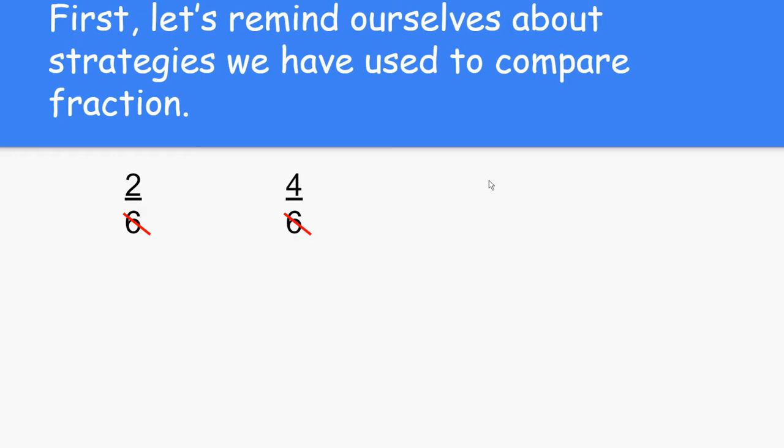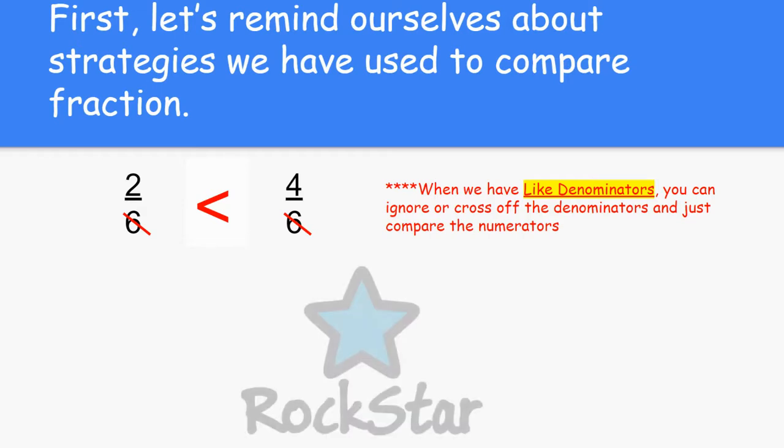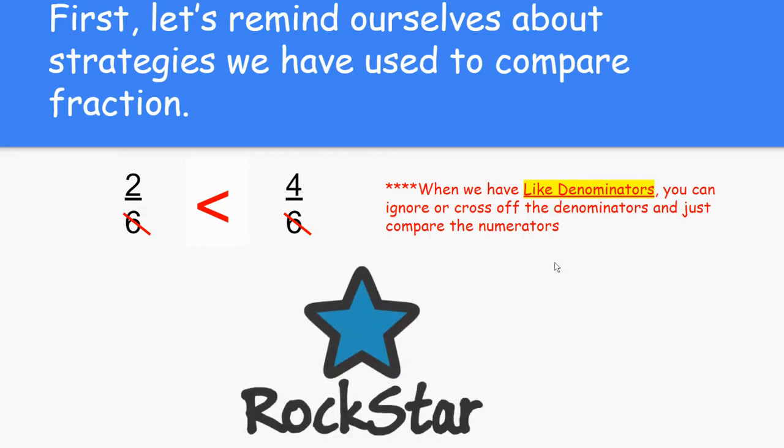Okay, yeah, one strategy was we could just cross off those denominators. If the denominators are the same, we don't even have to compare them because we know that our shape is going to be exactly broken up the same way. So now I could just compare the two numerators. And we know that 2 is certainly smaller or less than 4. So 2/6 would be less than 4/6. So that was a review from last week. When we have like denominators, you can just ignore or cross off that denominator and just compare them. No problem. You guys are all rock stars.